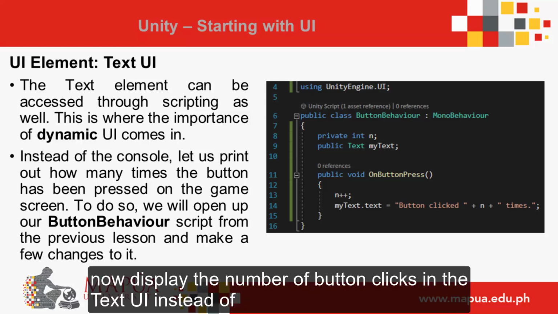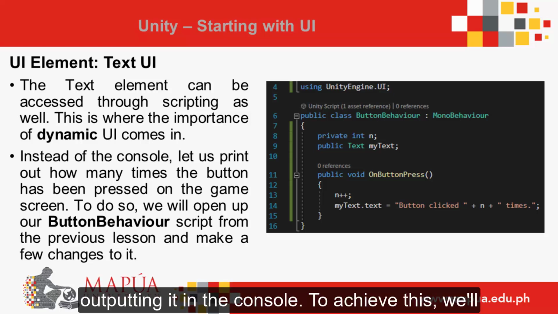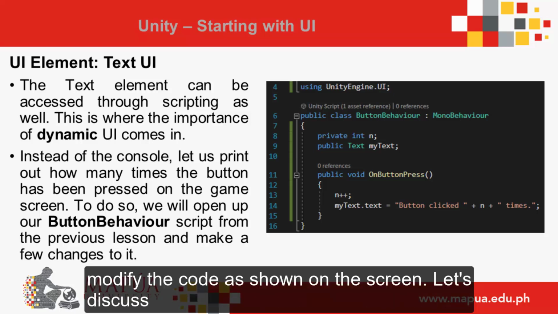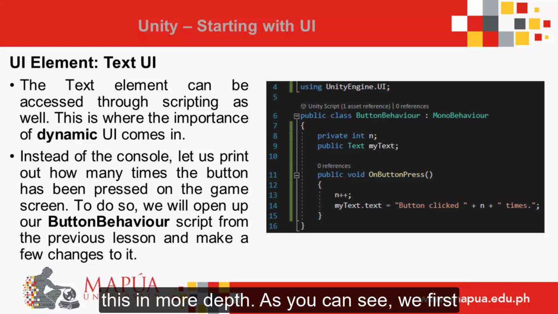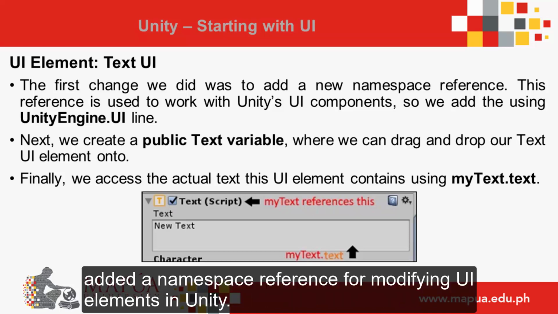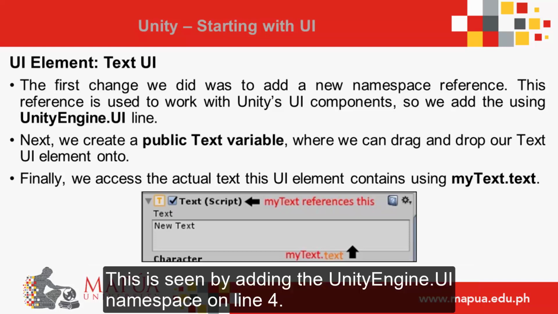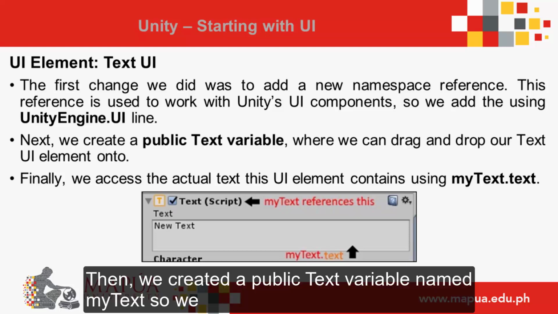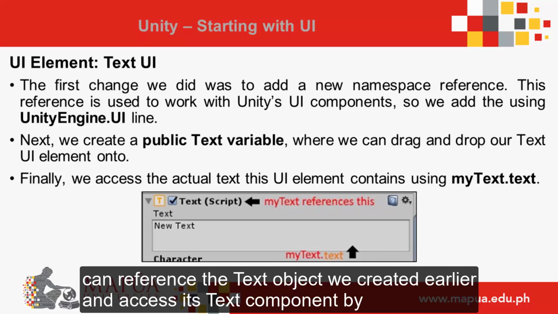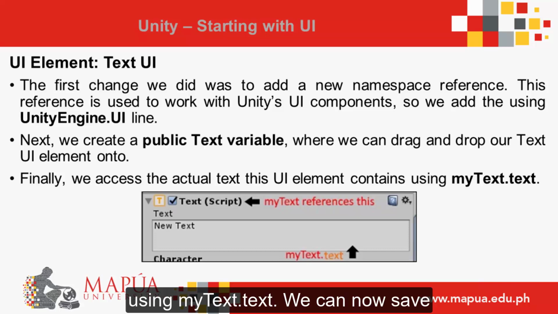We will now display the number of button clicks in the text UI, instead of outputting it in the console. To achieve this, we'll modify the code as shown on the screen. Let's discuss this in more depth. As you can see, we first added a namespace reference for modifying UI elements in Unity. This is seen by adding the UnityEngine.UI namespace on line 4. Then, we created a public Text variable named myText so we can reference the text object we created earlier and access its text component by using myText.text.